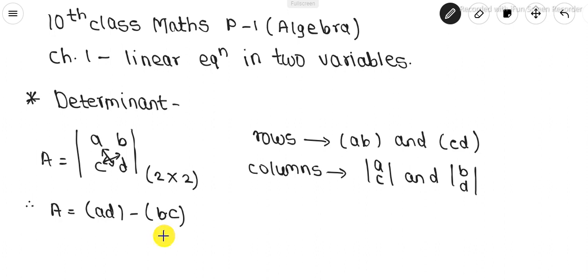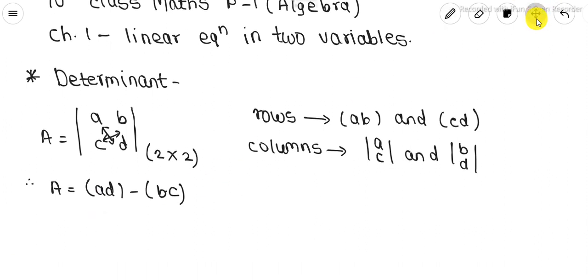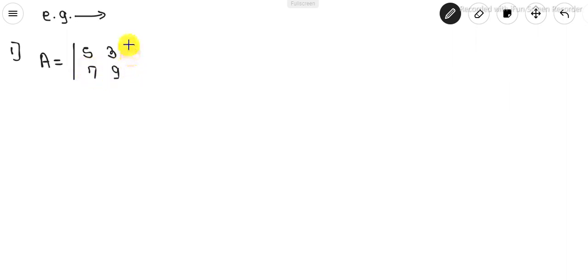Now we see some examples for solving the determinants given in your book. There are 3 examples given in your book. Now we see them one by one and solve them. For example, the first example given in your book is determinant A is equal to 5, 3, 7, 9. Now we have to find out the value of the given determinant.